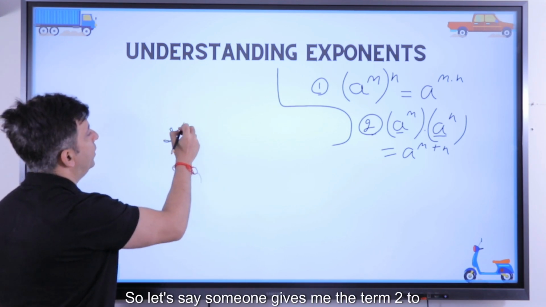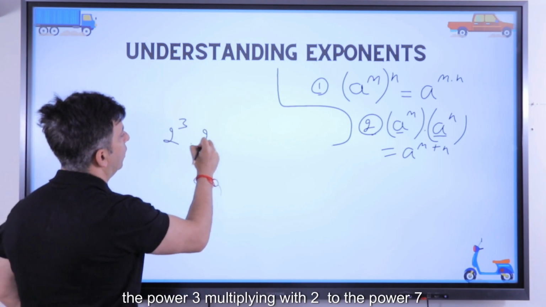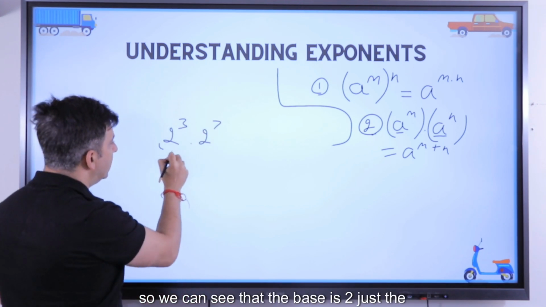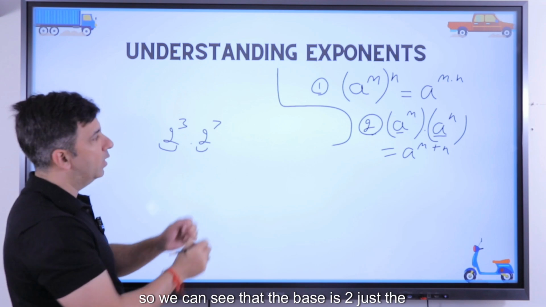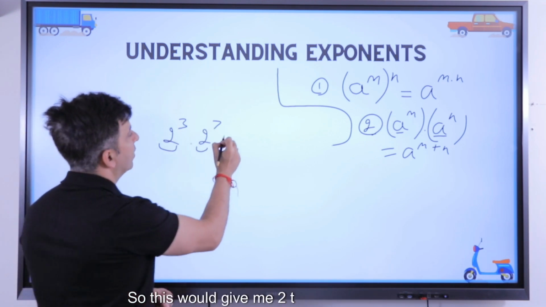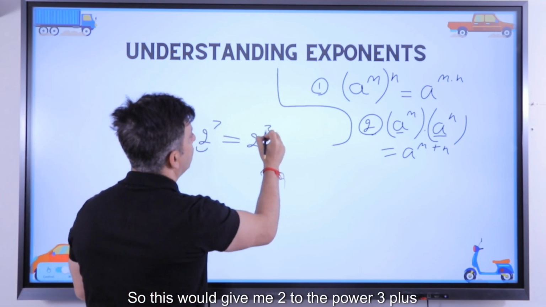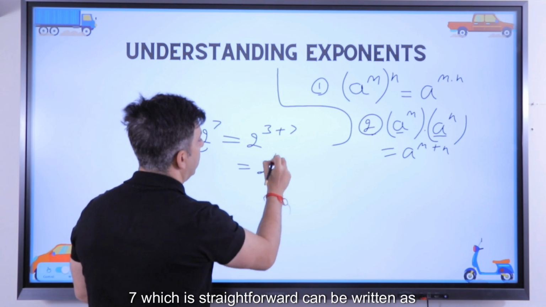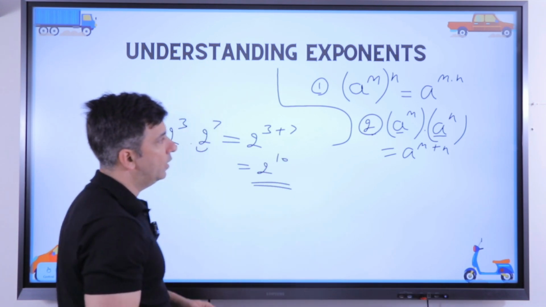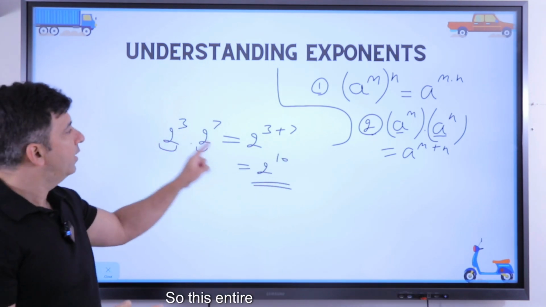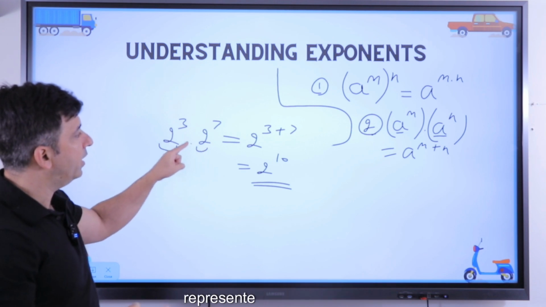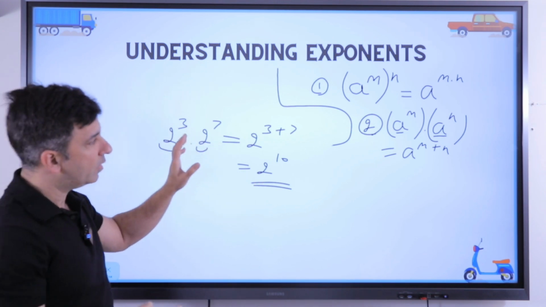So let's say someone gives me the term 2 to the power 3 multiplying with 2 to the power 7. We can see that the base is 2, just the powers are changing. So this would give me 2 to the power 3 plus 7, which is straightforward, can be written as 2 to the power of 10. So this entire expression can be represented with this logic.